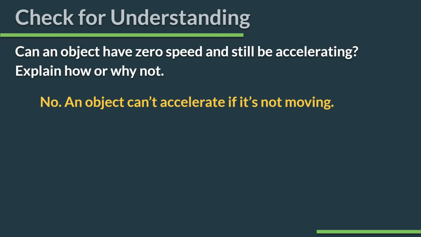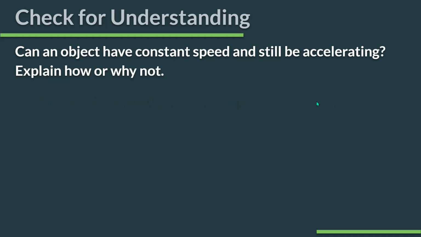So if you change either the magnitude or the direction of that vector, you would have acceleration occurring. But in order for you to speed up or slow down or turn, you have to be moving. Okay, and so if you're at rest, you cannot be accelerating. What about this question? Can an object have constant speed and still be accelerating?